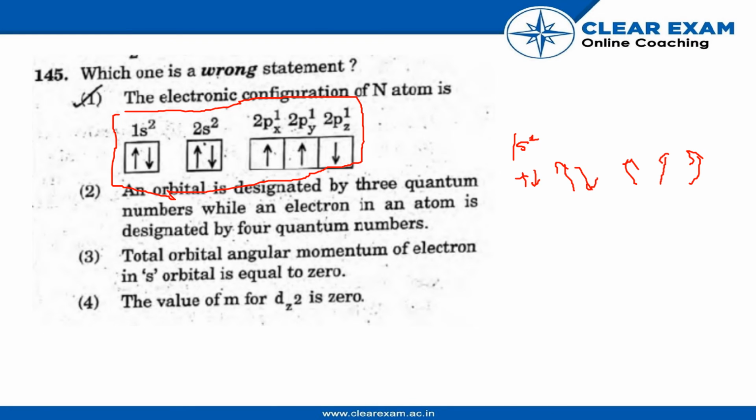So what we see is in the question it is given the last arrow is downwards, but it is actually upwards in the configuration, and therefore this is our right answer since the statement is incorrect.